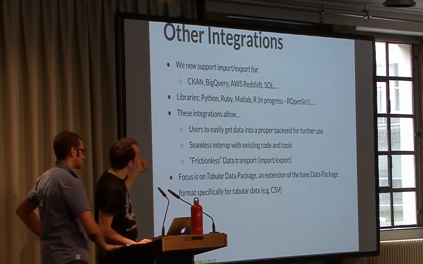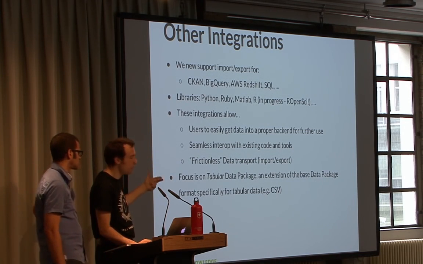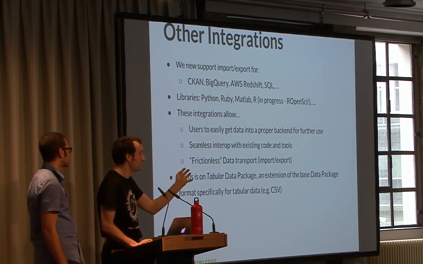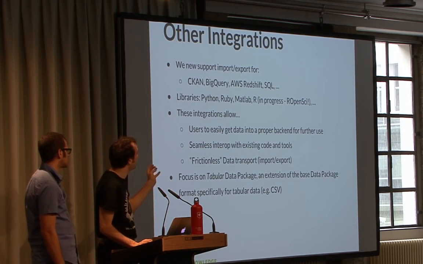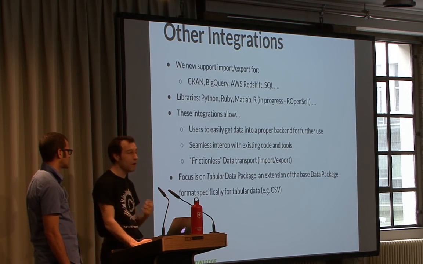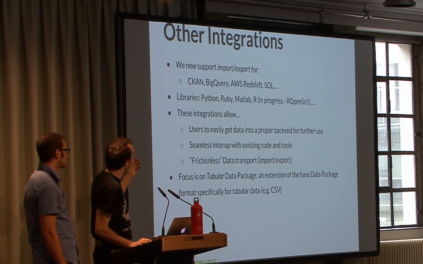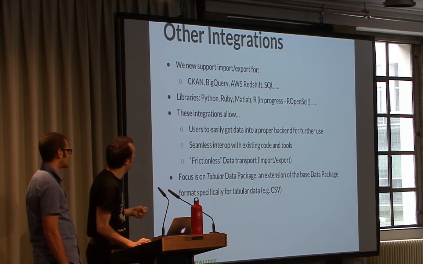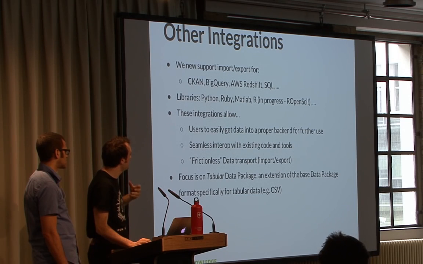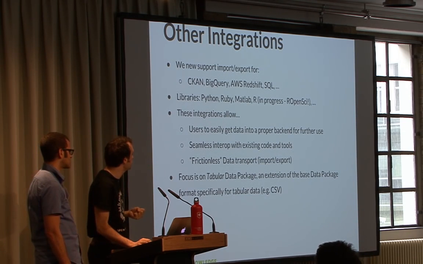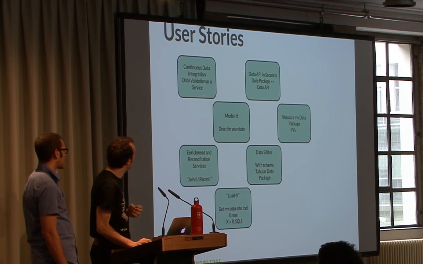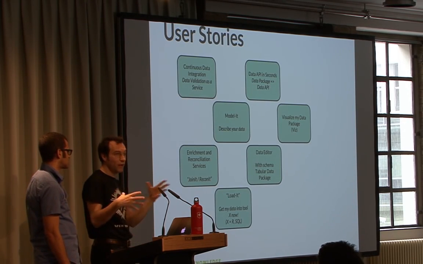So there's CKAN support, BigQuery, Redshift, SQL support already, where you can automatically get a data package in there, but also publish from Python. There are libraries for Python, Ruby, MATLAB, R is in progress thanks to rOpenSci. And there's a bunch more coming along. So these integrations allow you to get data, the seamless interoperability with existing code and tools, and the frictionless transport, more import and export.